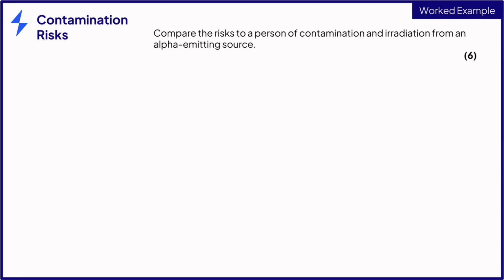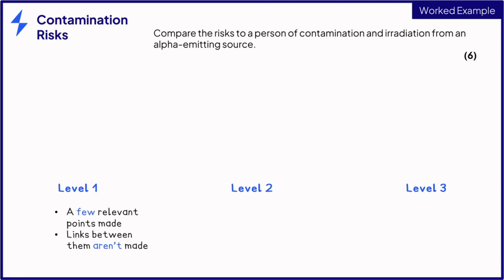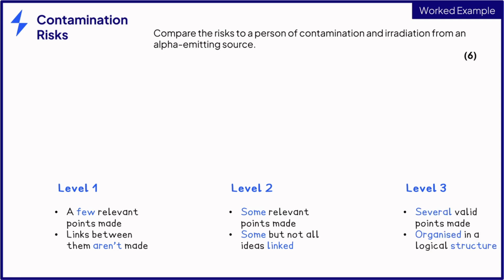The answer is categorized into one of 3 levels. A level 1 answer makes 1 or 2 of the indicative content statements, but doesn't link them as an explanation. A level 2 answer makes a few more statements and maybe links a few of these. A level 3 answer makes a large number of indicative statements, and the answer has a logical overall structure.